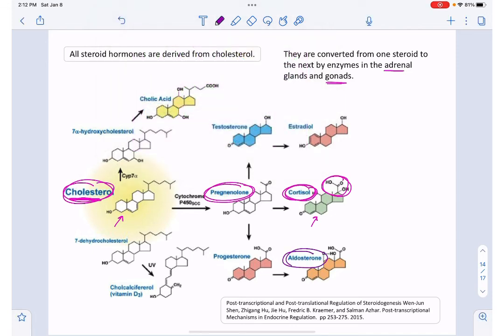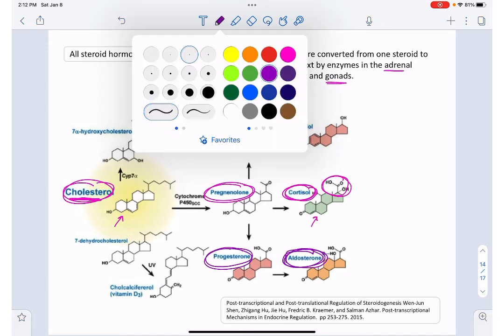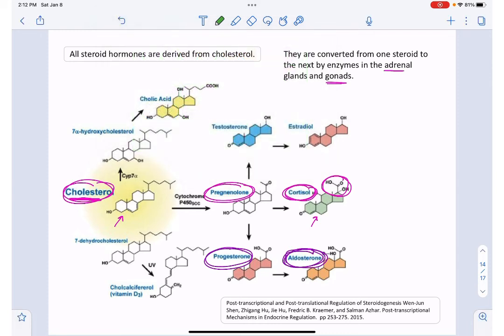Aldosterone. If we want to get to aldosterone, we have to take cholesterol, convert it to pregnenolone. That gets converted to progesterone, and then that gets converted to aldosterone. Something else that's really interesting is that to get to estrogen, to get to estradiol, we first have to go through testosterone. So all estradiol is formed from testosterone.